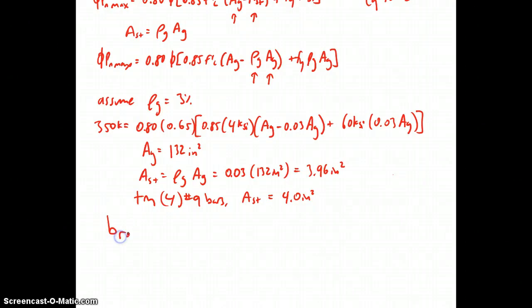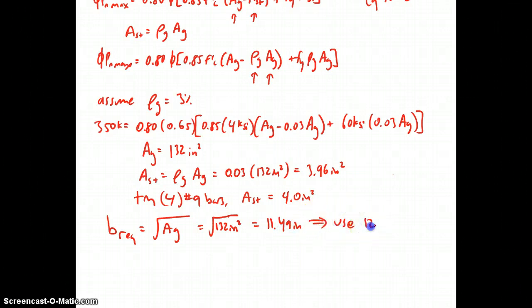Now the b required, since it's a square, is the square root of the area gross, which is the square root of 132 inches squared, which is equal to 11.49 inches. Therefore, use a 12 by 12 inch column.